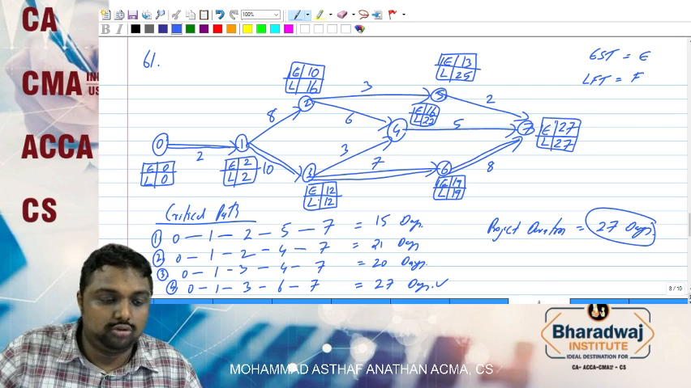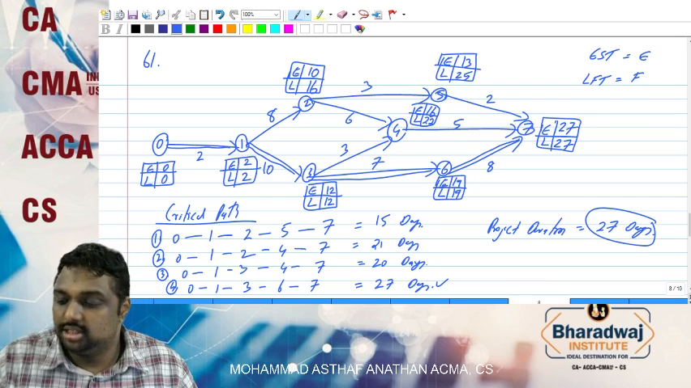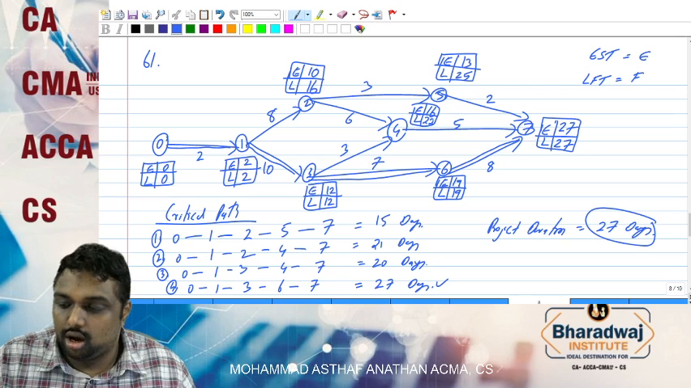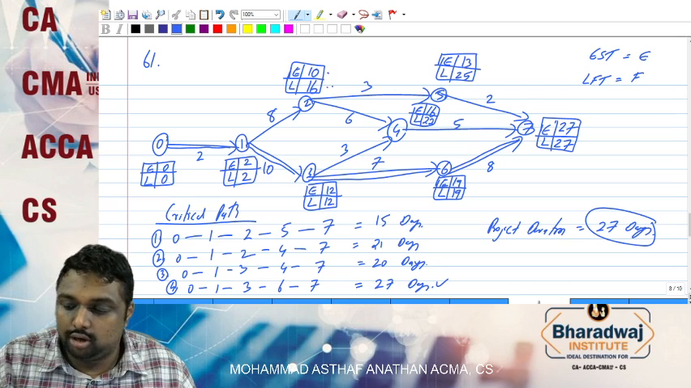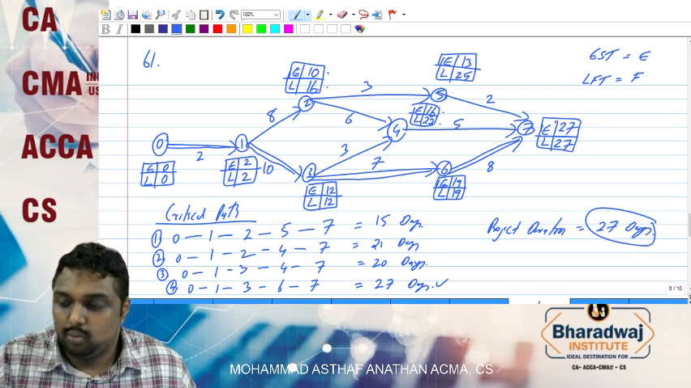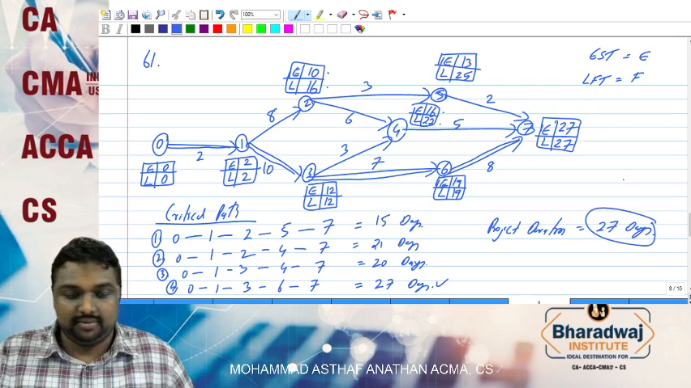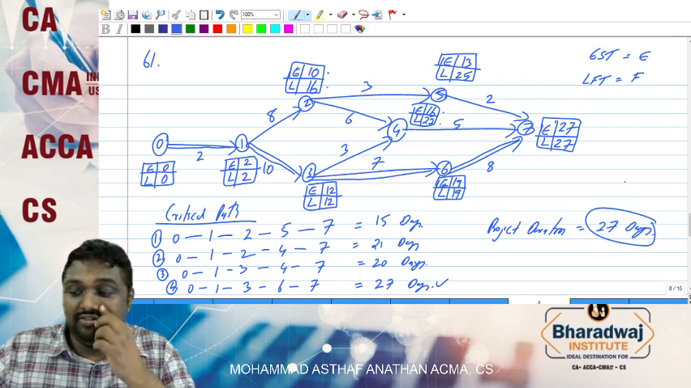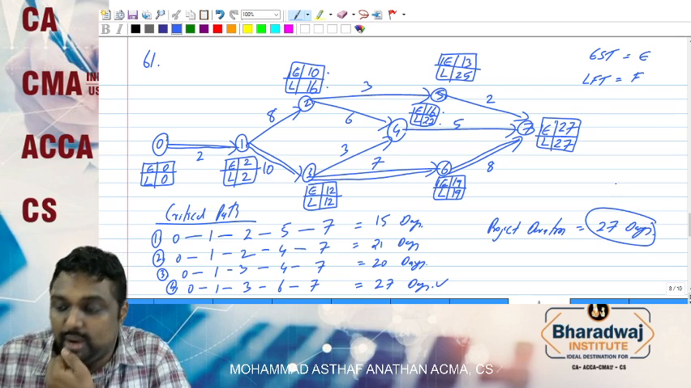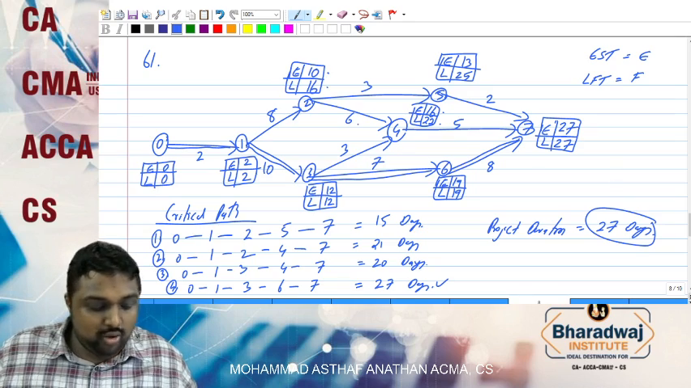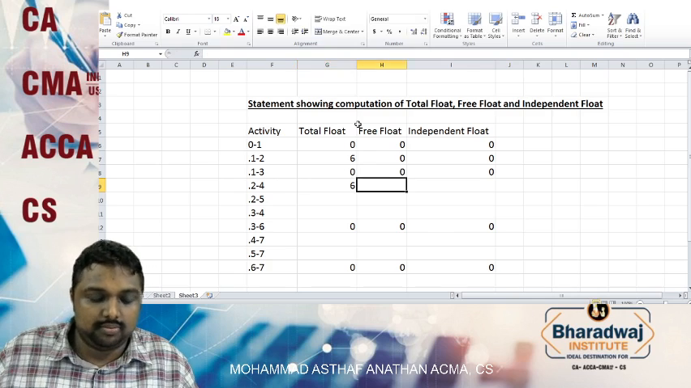We have the 2 to 4 here. This is the 2 to 4. So how will it come? 1, 2, 3, 4. So 4 is 22. 22 minus 10 will come 12. 12 minus 6 will give you 6.